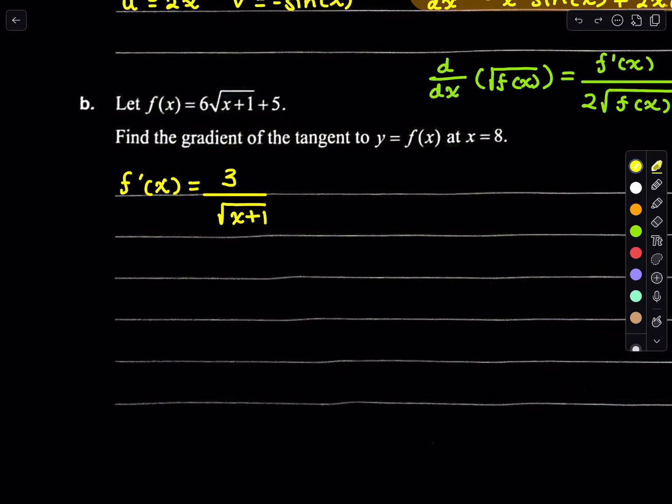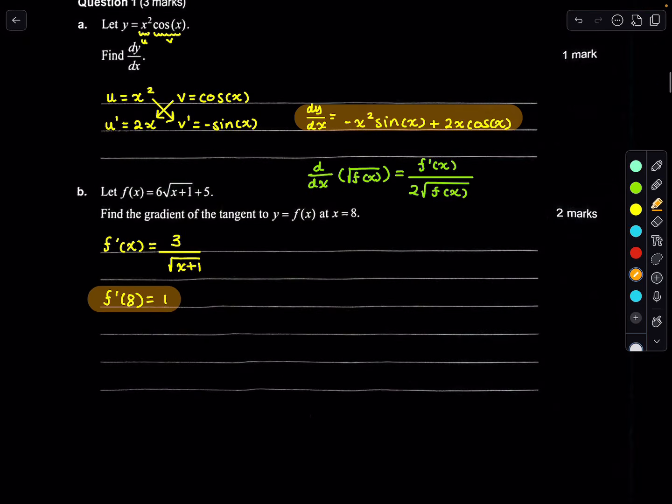Then it's subbing in the 8. F dash of 8. So subbing in the 8. This is where the other mark comes in. So 8 plus 1 is just 9, and the square root of 9 is 3. 3 divided by 3 is 1. Very easy. That is your marks there. This is your answer. Is that okay? Very, very easy. The gradient of this function is 1.